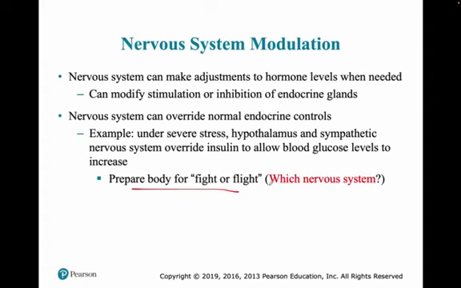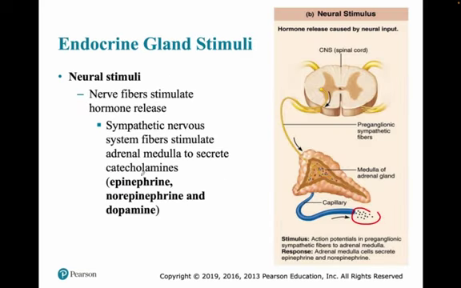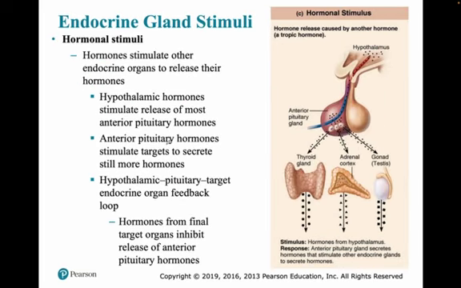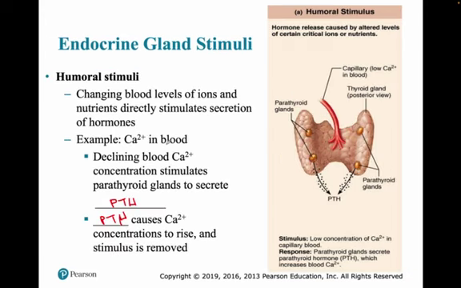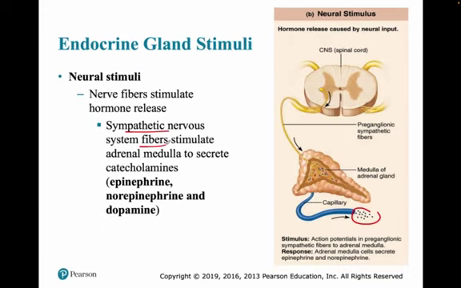If you remember, which nervous system is this? It is the sympathetic nervous system. So in this case, the sympathetic nerve fibers are directly working. So this is the third type of endocrine gland stimuli. So quickly, three ways an endocrine gland can be stimulated: hormonal, humoral, and the third one is neural stimuli.